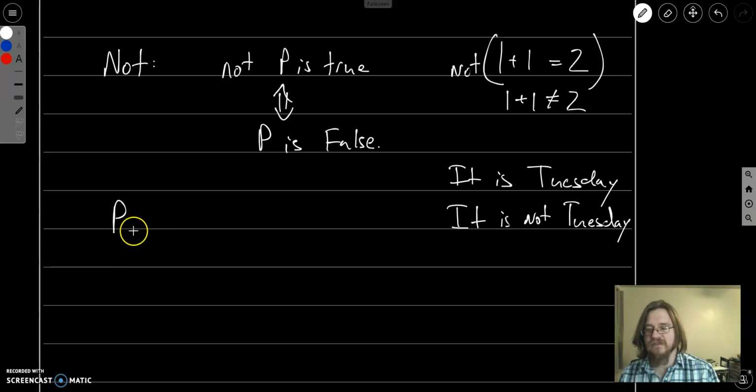And the truth table for this is pretty simple. We only have one proposition here, so it's either true or false. And when we negate it, well, if it was true to begin with, it becomes false. And if it was false, it becomes true.